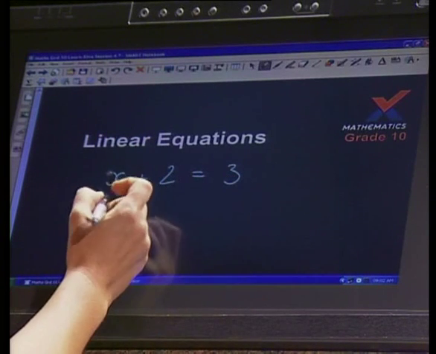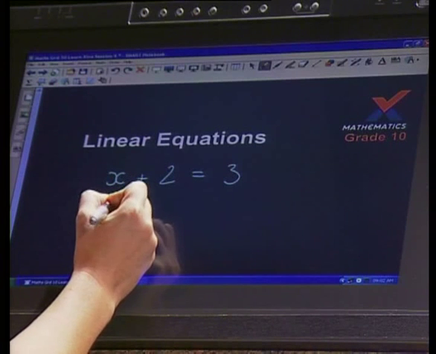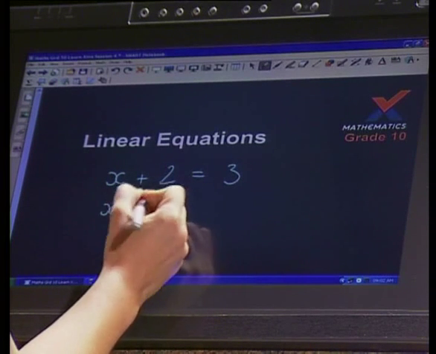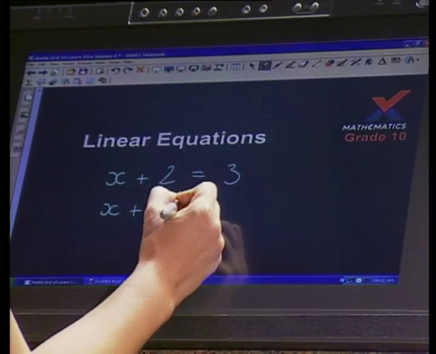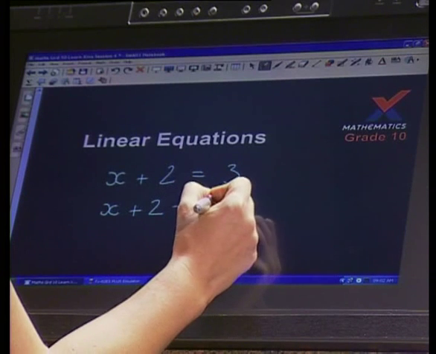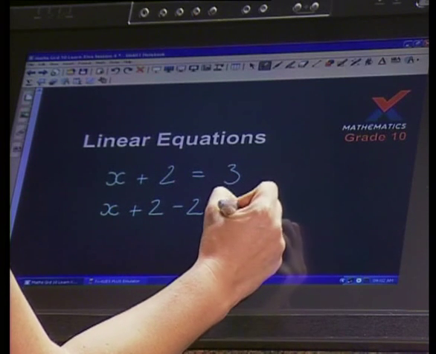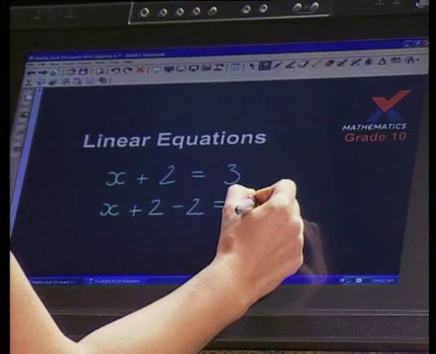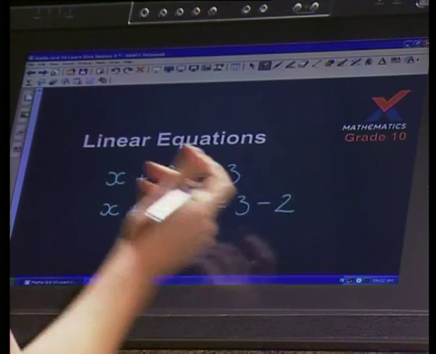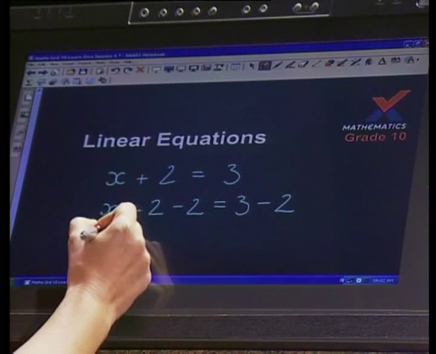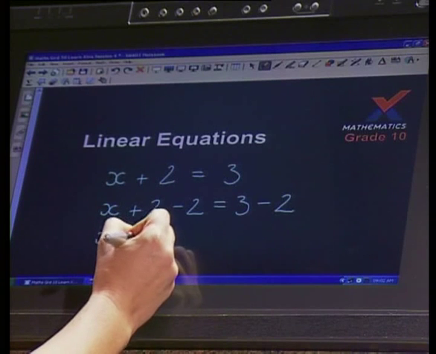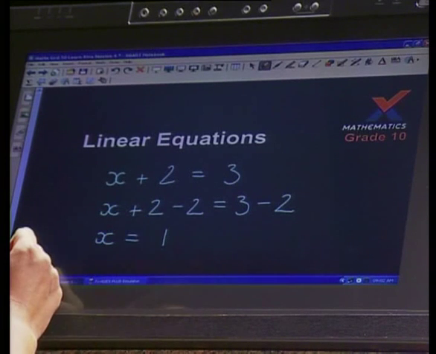You've been learning these since grade 8, and the way you would tackle them is you would need to get rid of the 2 by minusing 2 from this side, and of course I'm sure you've heard your teachers say whatever you do to the one side, you do to the other side as well. This would give you an answer of x is equal to 1.